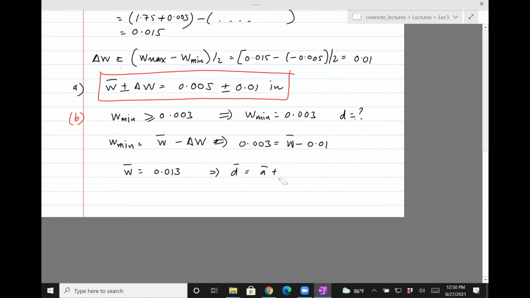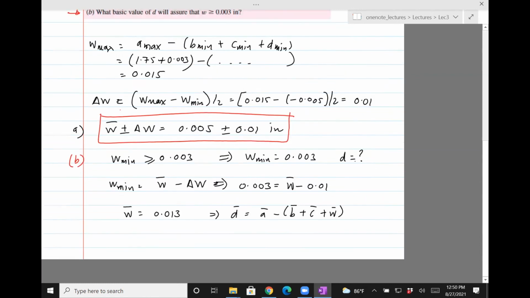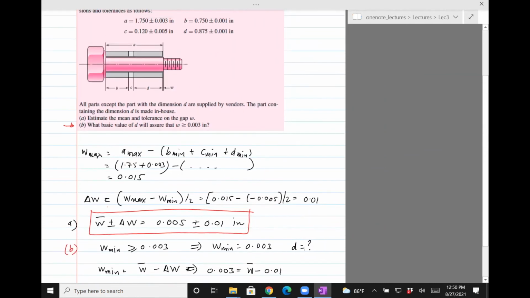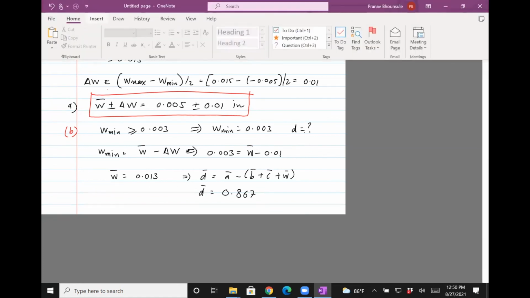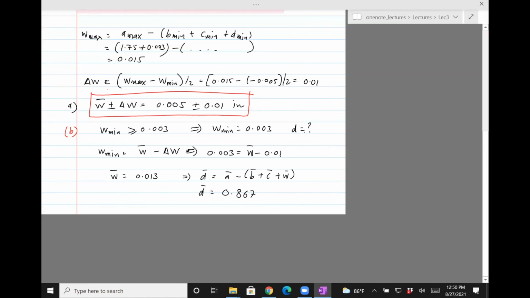A minus B plus C plus W. And that comes basically from the same formula, right? A is the sum of B plus C plus D plus W. I just move things around to get D. And so D bar is 0.867, where obviously I use the mean W bar for that W, and then I use the mean values for A, B, and C. And so the answer to part B is 0.867. Okay.